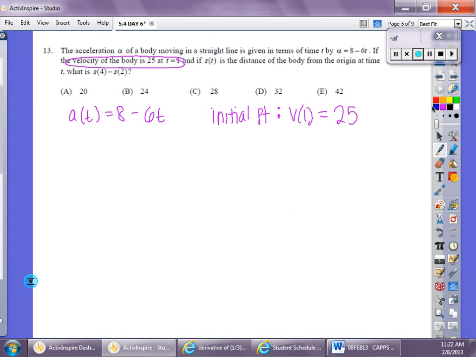So let's start with the question. The question is S sub 4 minus S sub 2. There's a few ways to think of that. That is the exact definition of displacement. Okay? Exact definition of displacement.